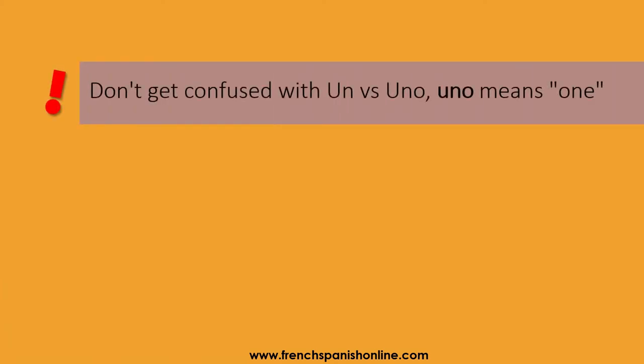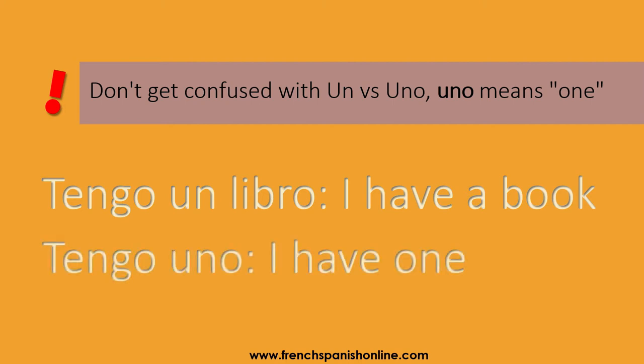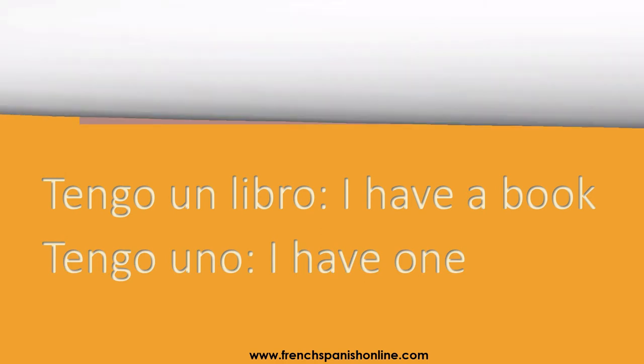Okay? Let's see another point. Don't get confused with un and uno. Uno means in English one, nothing to do with un here. For example, tengo un libro, I have a book, I've got a book. If you want to say now, I've got one, in Spanish you will say tengo uno, I have one, I've got one. So uno here is different from the indefinite article un.